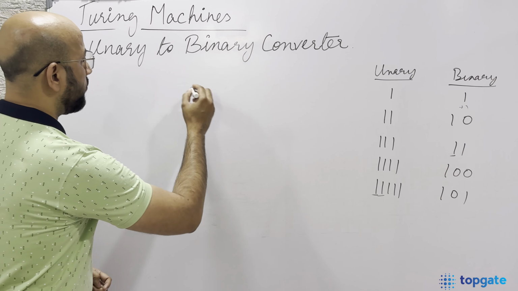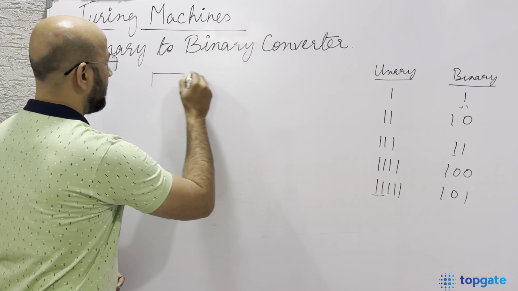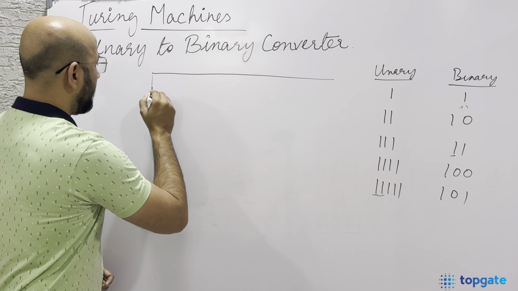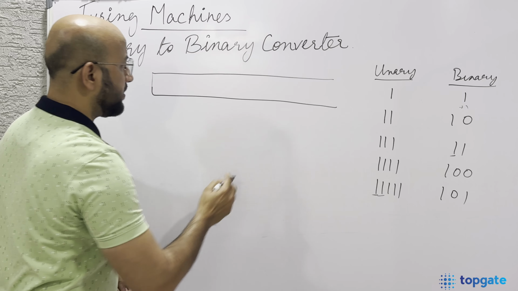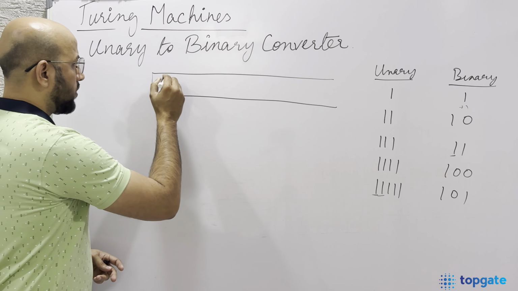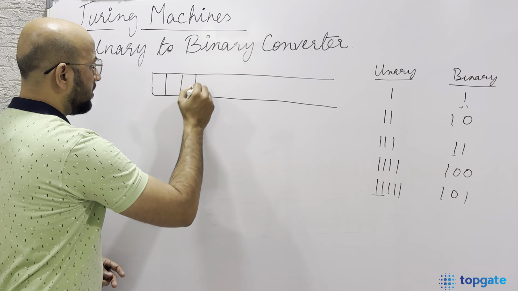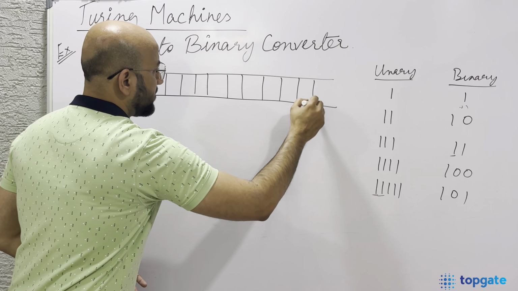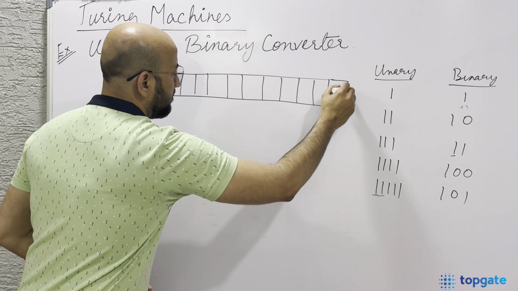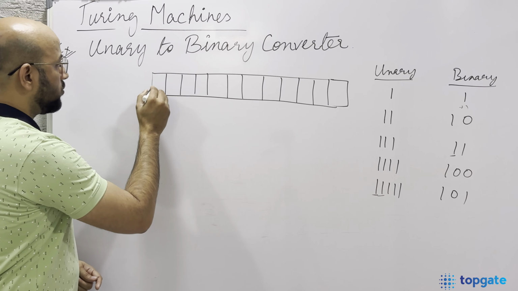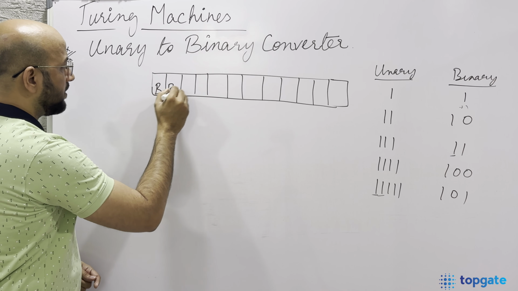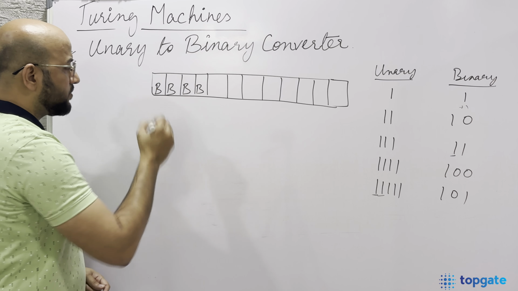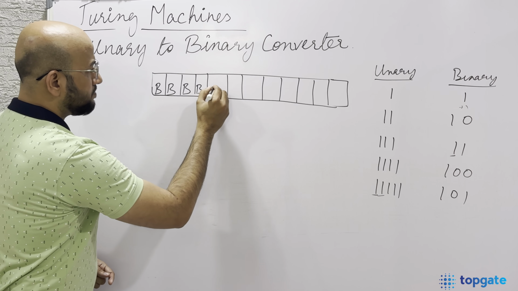Okay, let's now take one input tape. So I'm taking an input tape here, and this input tape in the Turing machine can have an infinite number of cells. So I'm just dividing this into a number of cells. Okay, and these cells can have any number of blanks also. So I'm just placing blanks here initially. Several blanks I can place. Then this is my input side.